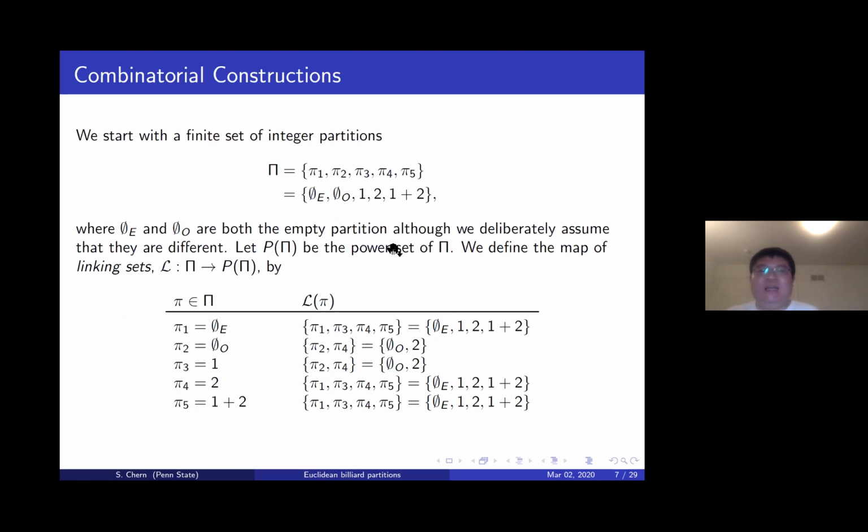And then if we use P of pi to denote the power set of pi, then we can define a map from capital Pi to P of capital Pi as follows. The first one is the linking set of pi 1, or L of pi 1, is pi 1, pi 3, pi 4, and pi 5. So we have empty sub E, 1, 2, and 1 plus 2. And for pi 4 and pi 5, we have the same linking sets, while for pi 2 and pi 3, their linking sets are just pi 2 and pi 4, or empty sub O and 2.